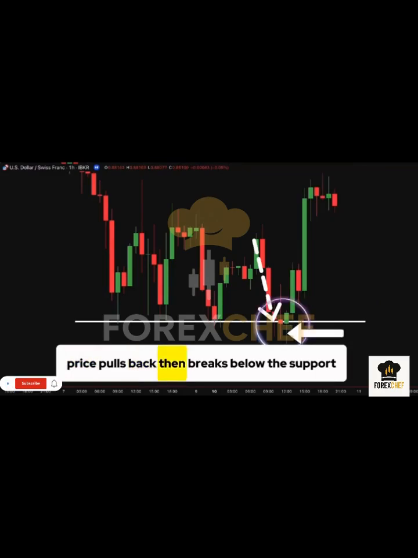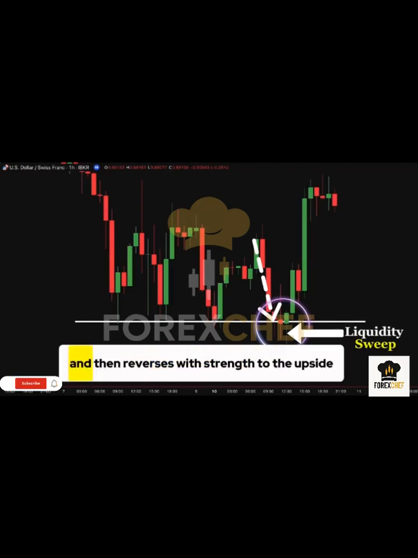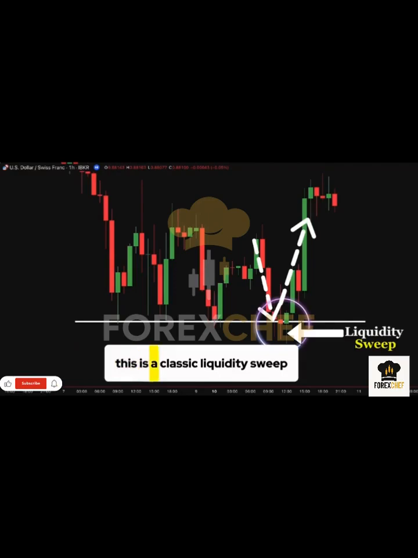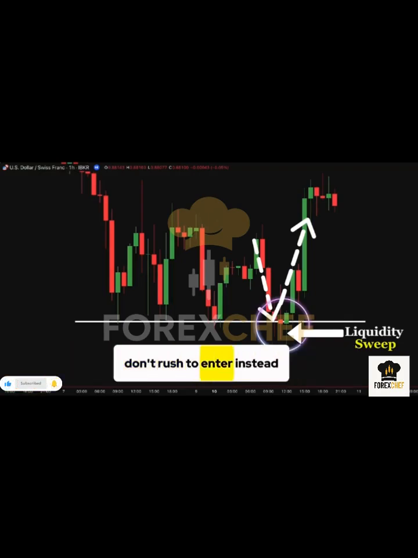Price pulls back, then breaks below the support, triggers all those stop losses, grabs the liquidity, and then reverses with strength to the upside. This is a classic liquidity sweep. Smart money pushes price just below the level to fill large orders, traps breakout sellers, and then drives price in the opposite direction. So when you spot a level that meets these traits: obvious, multiple rejections, and a swing low or high, don't rush to enter.